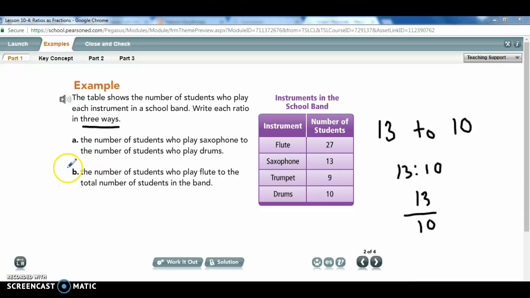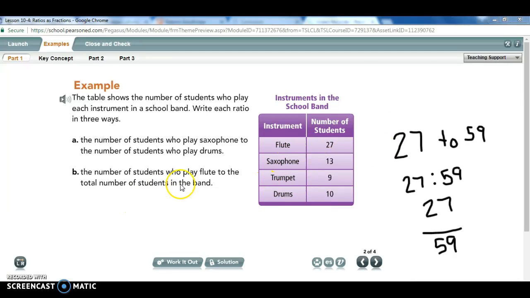I want you to solve B on your own, and remember, you were giving me 3 ways to write this ratio. For part B, your 3 answers are right over here. 27 to 59 with the word to, 27:59 by using the colon, and 27 over 59 written as a fraction.